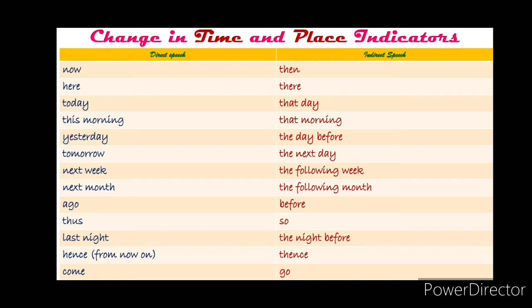Next week becomes the following week. Next month, the following month. Ago becomes before. Thus becomes so. Last night changes to the night before. Hence becomes thence. Come becomes go.